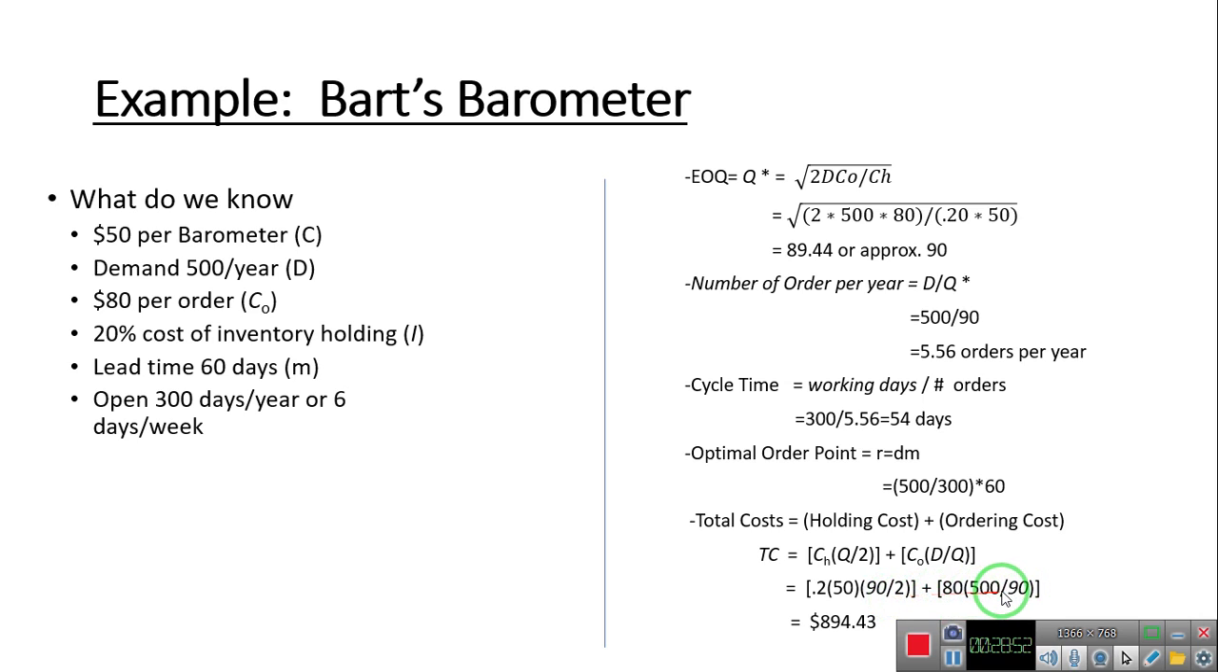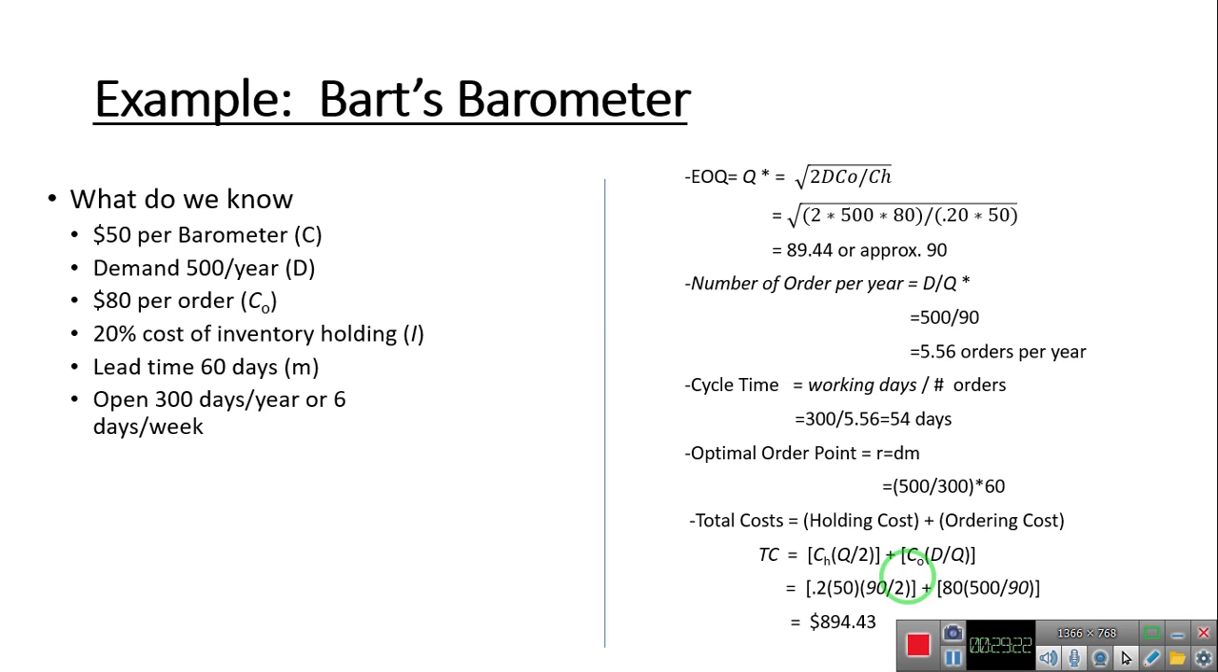Notice these two are different. In this case, the EOQ, the Q star, is in the numerator, and in this case, it is in the denominator. So it swaps. And you get a number of $894.43.